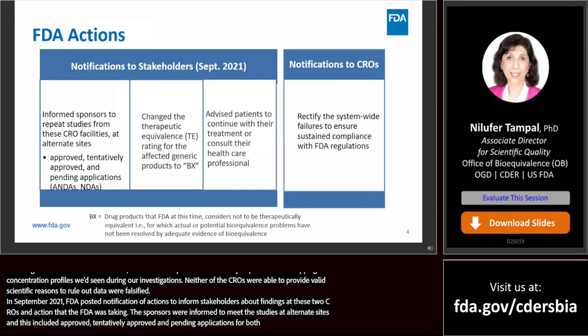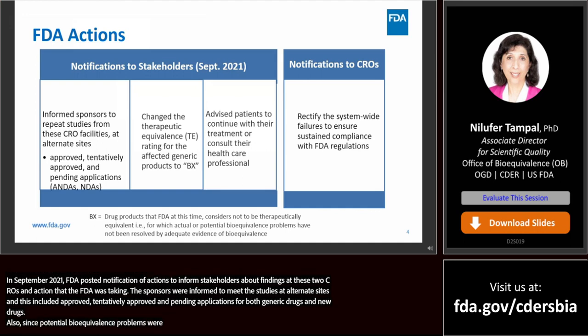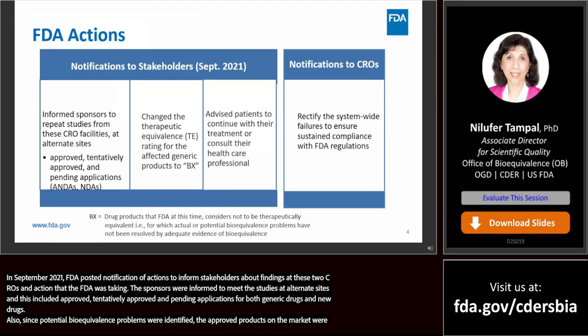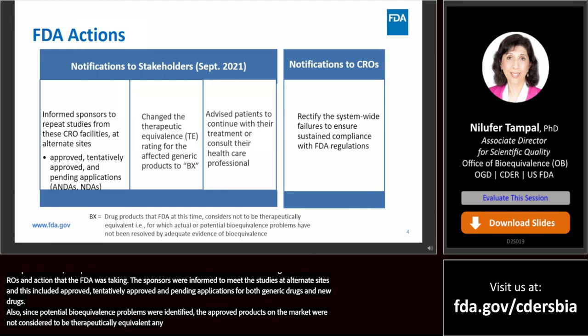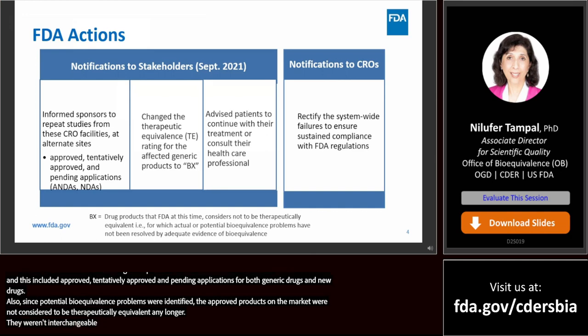Also, since potential bioequivalence problems were identified, the approved products on the market were not considered to be therapeutically equivalent any longer, meaning they were not interchangeable with the brand product. Therefore, FDA went ahead and changed the therapeutic equivalence rating of the affected generic products from AB to BX.